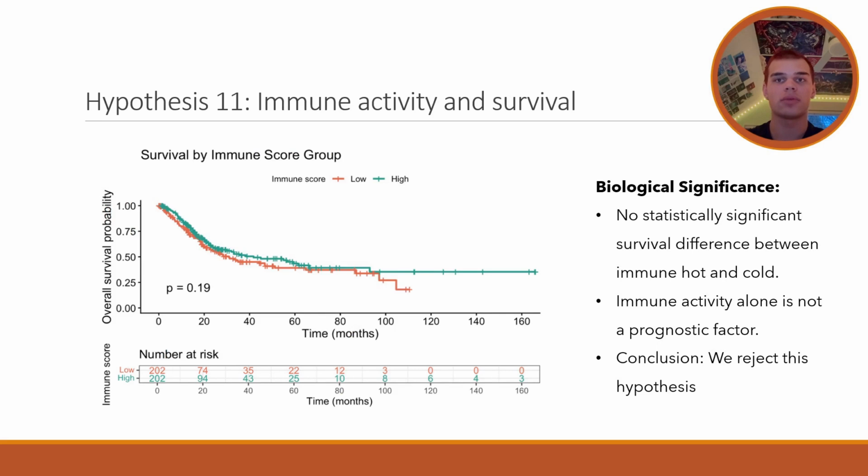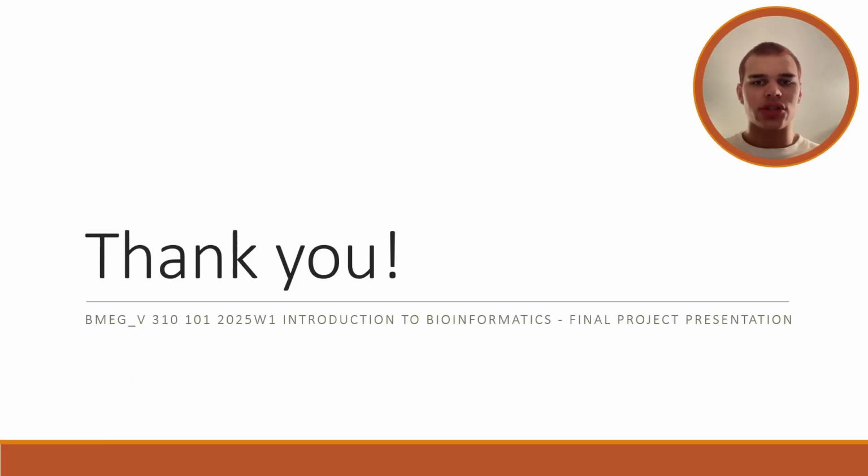For hypothesis 11, we asked whether tumors with higher cytotoxic immune activity show better survival. Immune scores did vary across clusters, confirming real biological differences in immune infiltration. But when we stratified patients into immune high and immune low groups, their survival curves were almost overlapping, with a non-significant p-value of 0.19. So even though some tumors are more immune active, that activity does not translate into improved prognosis in this dataset. This suggests that immune infiltration alone isn't a strong predictor of survival in bladder cancer, and we rejected this hypothesis.